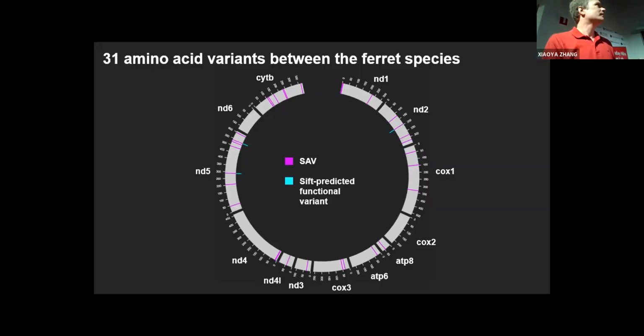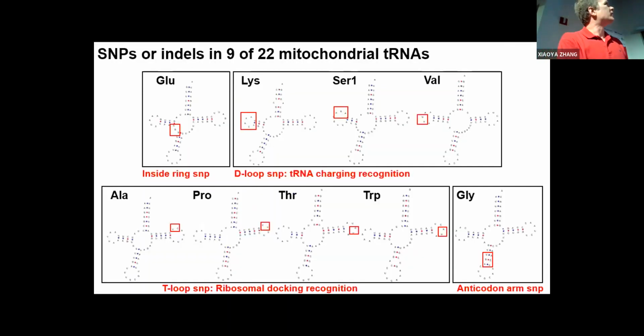And so I don't have a lot of time, so 31 variants exist between them in protein coding genes, and 9 of 22 mitochondrial tRNAs have SNPs or indels. And this was significant because in humans, while tRNAs make up only 10% of a mitochondrial genome, about 40% of identified mutants in human disease exist in tRNAs in mitochondria. And so this could be a possible site where there could be problems.